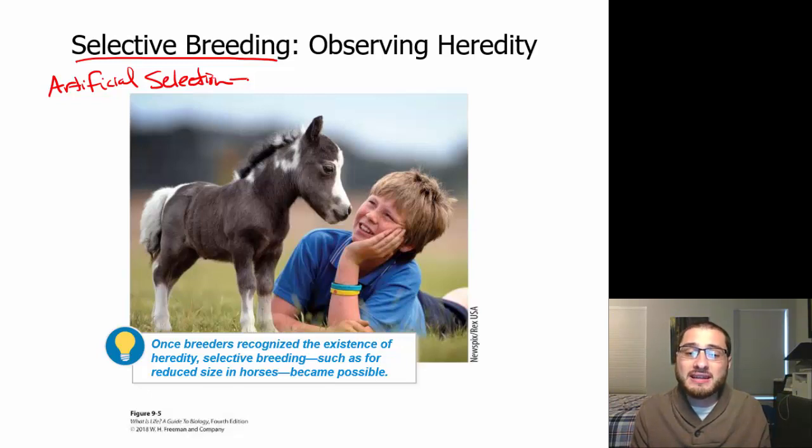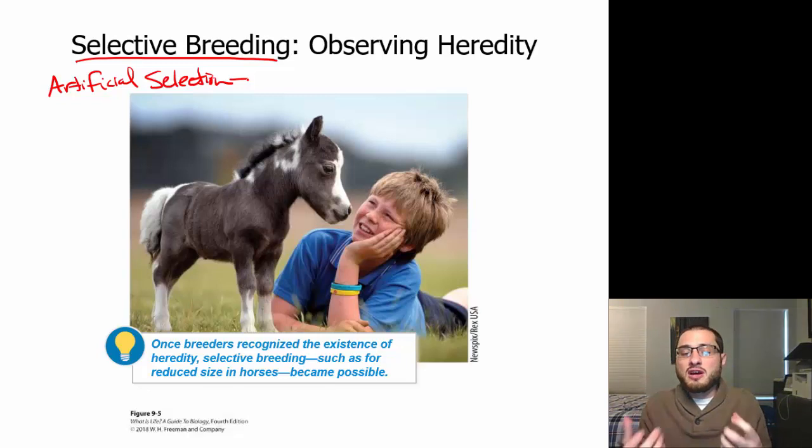So once breeders recognize the existence of heredity, they use selective breeding, such as for reduced size in horses. Also you think about dogs, people want these little teacup dogs. That's another example. People want big bully breed dogs, very strong. That's another example where if you look at pit bulls, people want these big bully breeds. Well, they're going to take the biggest mother or the biggest female from a litter and the biggest male from another litter, and they're going to mate them and try to make a really big one.